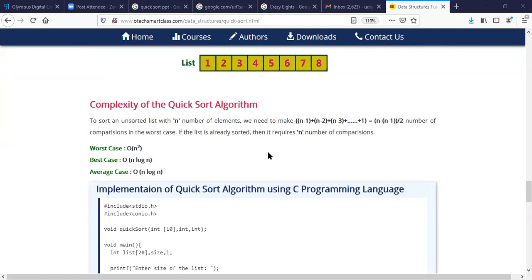Based on this, we have 3 cases for the quick sort algorithm. As I told earlier, if you are writing any algorithm, you have 3 kinds of cases: worst case, best case, and average case. Here, the worst case notation for quick sort is O of n square. The best case notation is O of n log n. The average case notation of quick sort is O of n log n.